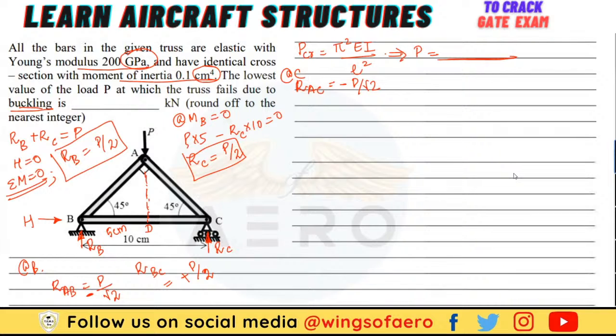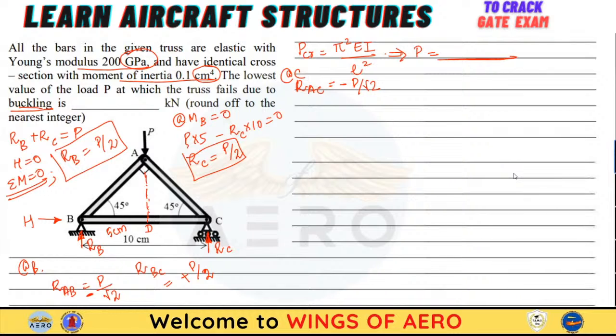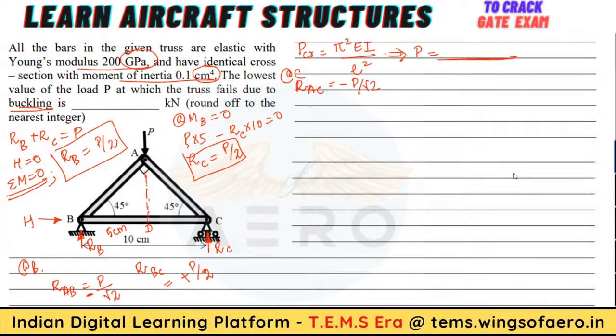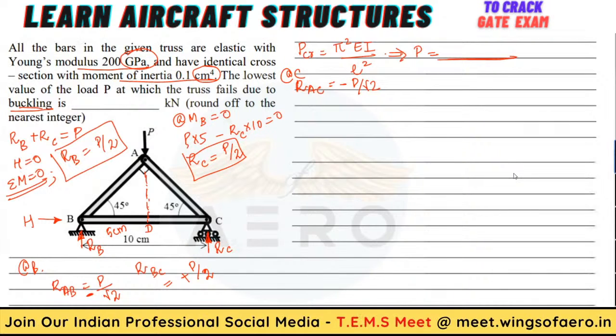Okay, now what is the next procedure? How will you proceed further? After that, I don't know, ma'am. Right. Now here, read the question. The lowest value of P at which the truss fails due to buckling.